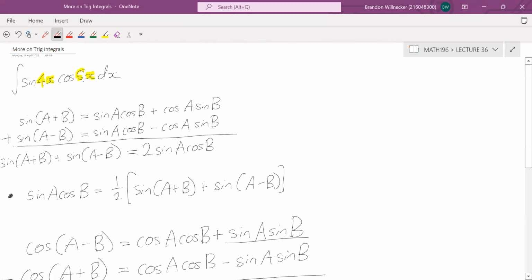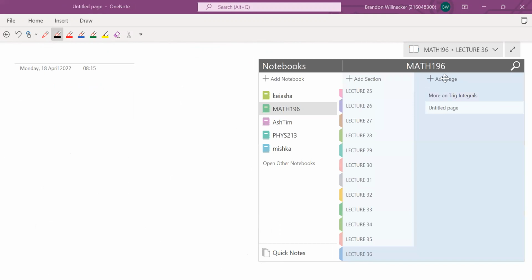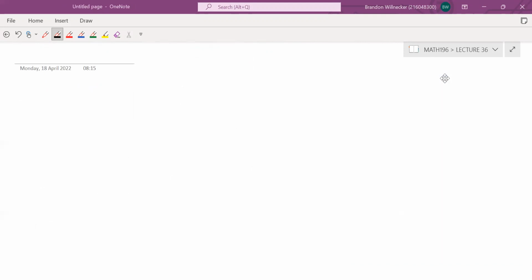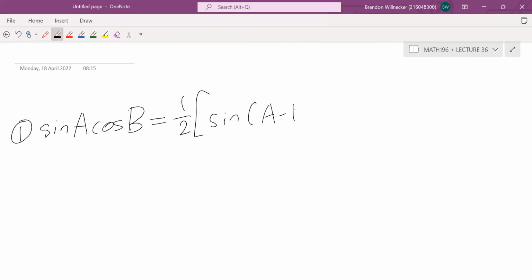So the sine times cos, we see that it's something like sine A times cos B. So we're going to use our first identity that we derived. But before we get to that, let's do a little summary of the three identities. Okay, so number one, we have sine A cos B. So this is when the two terms are different. So one of them is sine, one of them is cos. This is going to be equal to 1/2 [sine(A minus B), and then remember we added them, so then we have sine(A plus B)].